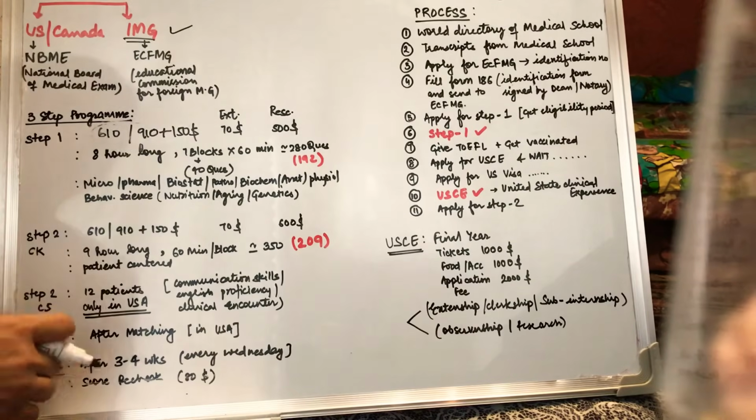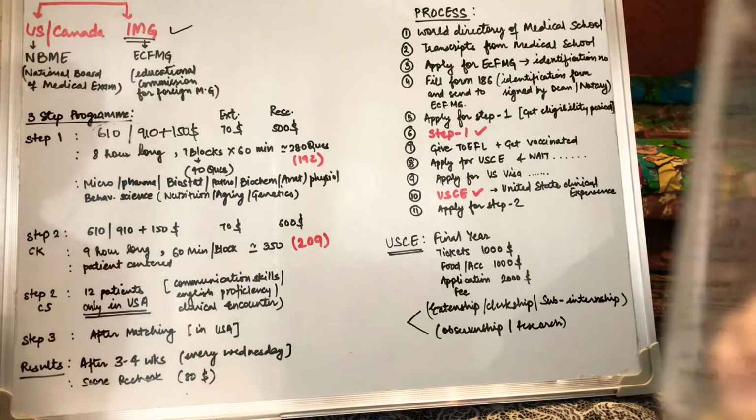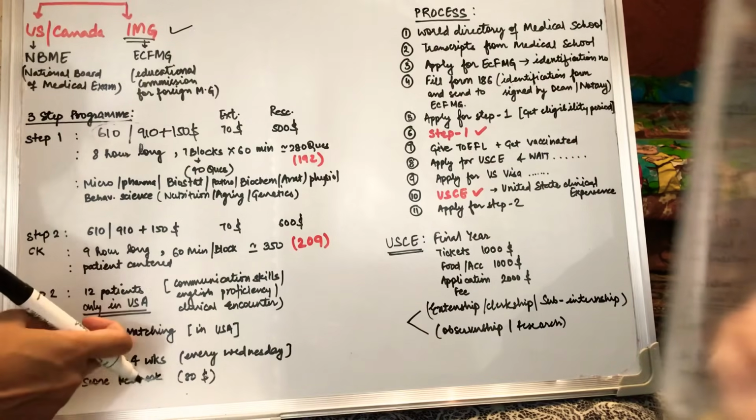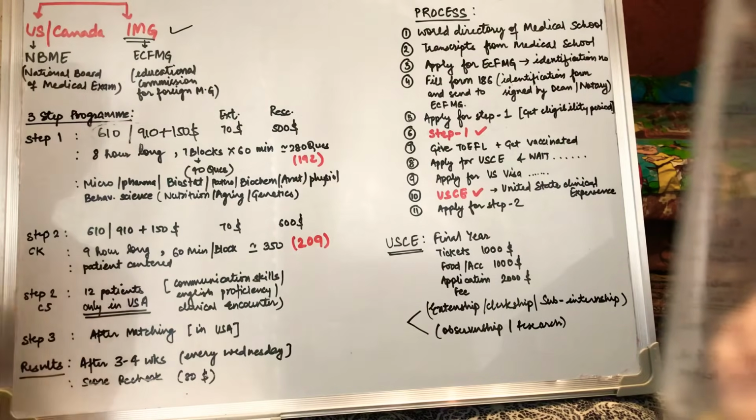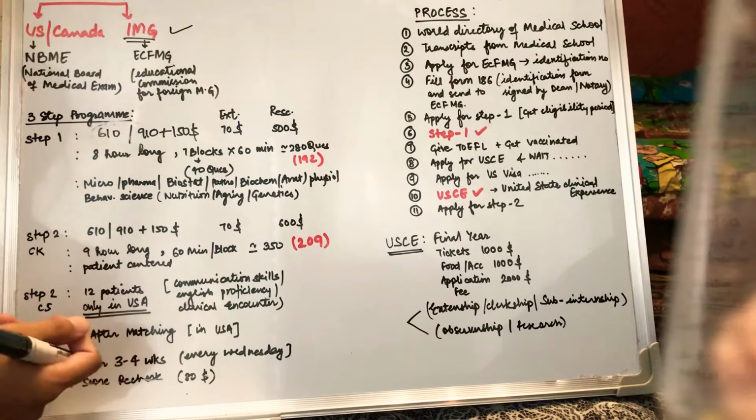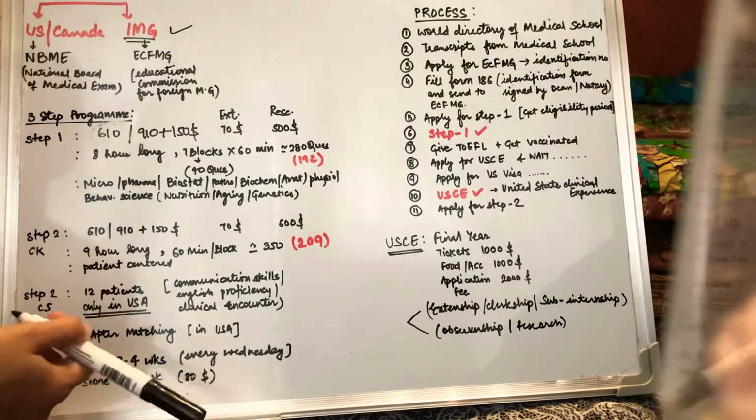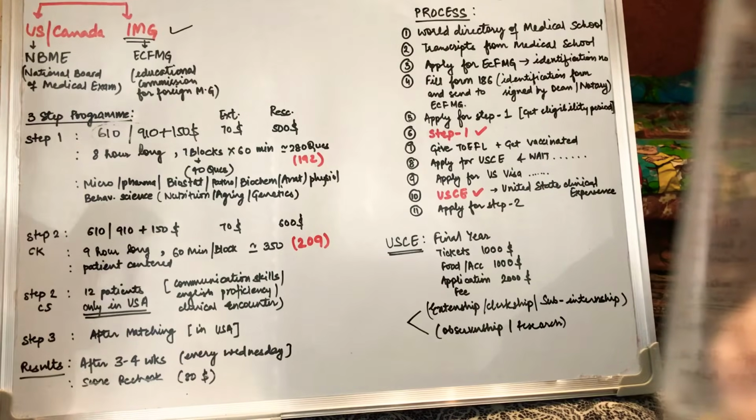Now matching is, once you are done with step 1, step 2 CK and step 2 CS, you will apply in certain hospitals in certain universities to start your residency. That is what we call matching. You'll give some interviews, you'll put your step 1 scores in front of them, you'll put whatever research papers you have, whatever you have done in your education life, and then they'll select you on the basis of that. So that is matching. You get into residency and then the fellowship follows.